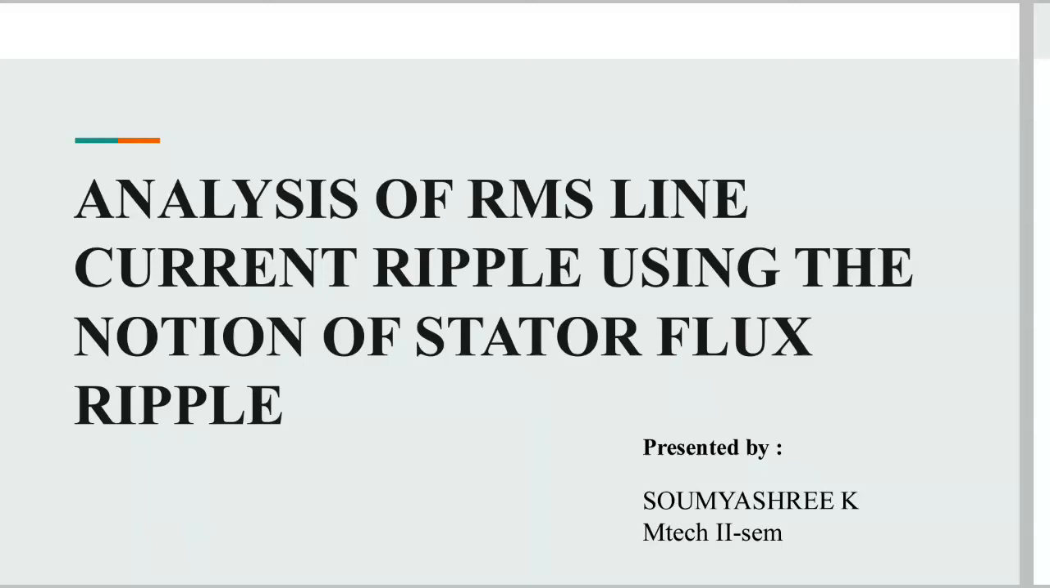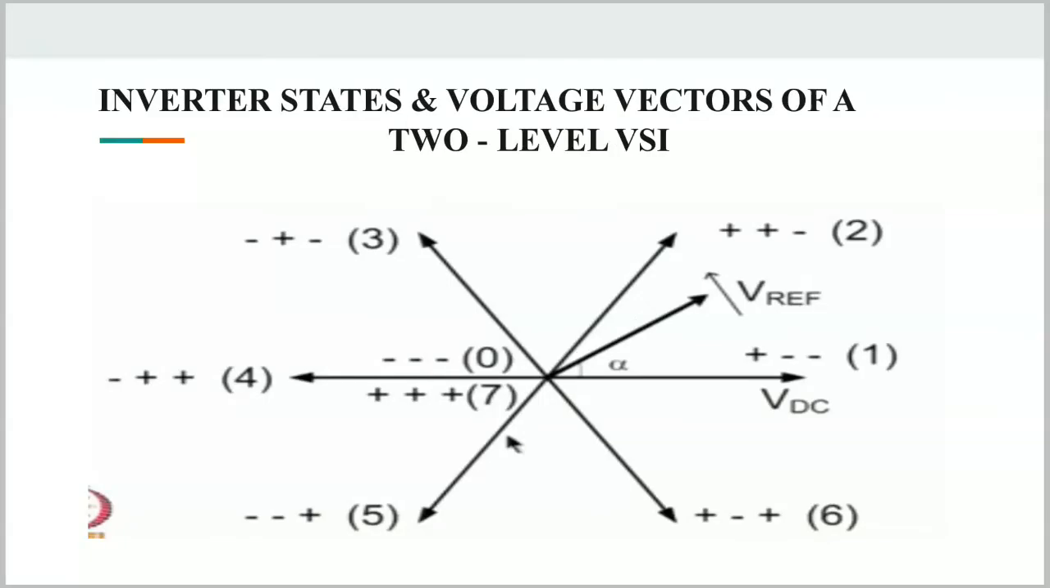Explain a topic on analysis of RMS line current ripple using the notion of a stator flux ripple. Here we will see the inverter states and voltage vectors of a two-level VSI.